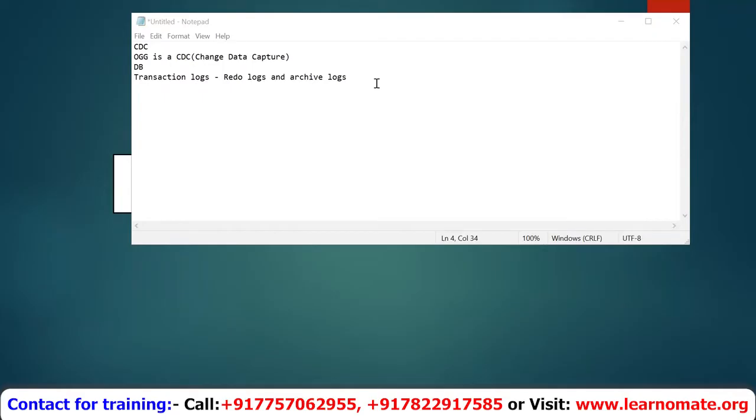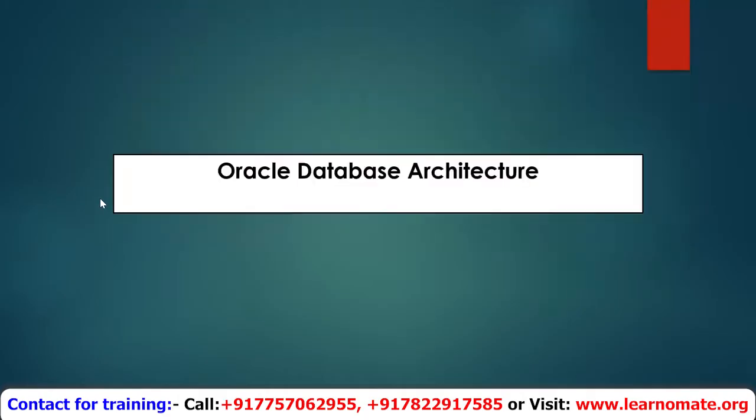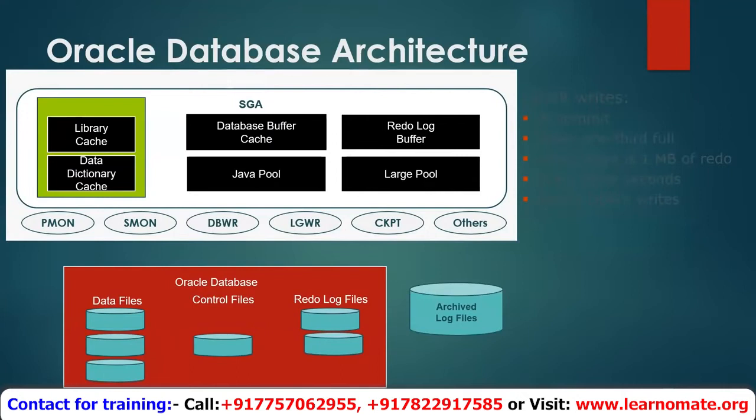In case of any non-Oracle database, it is called transaction logs, like when we talk about SQL Server or MySQL. So GoldenGate captures the changes which get written into the transaction logs and then applies them on the target database. So first of all, let us discuss Oracle database architecture in brief. Oracle database architecture is divided into two parts. First is the instance and second is Oracle database files. The instance is again divided into two parts, SGA and background processes.